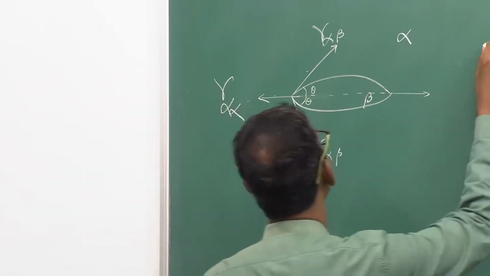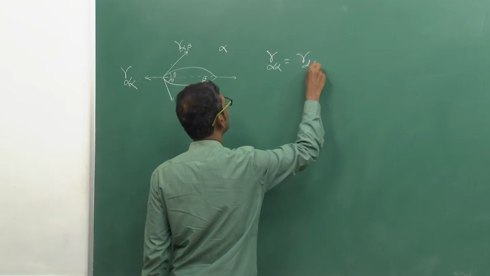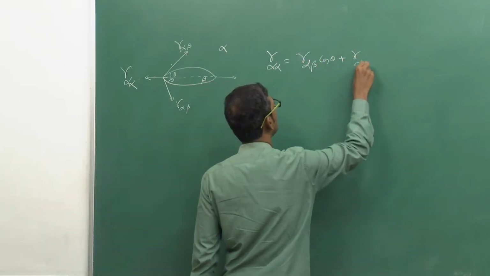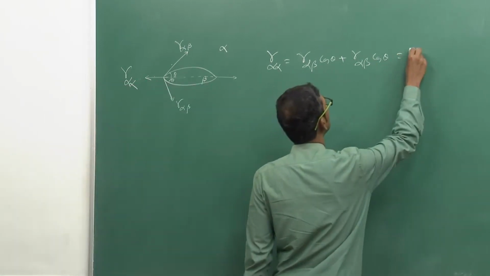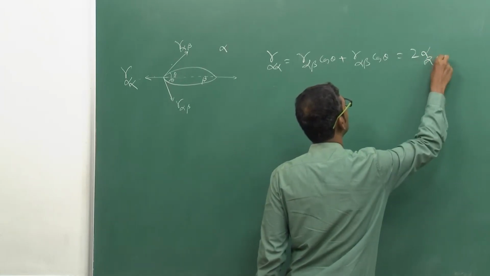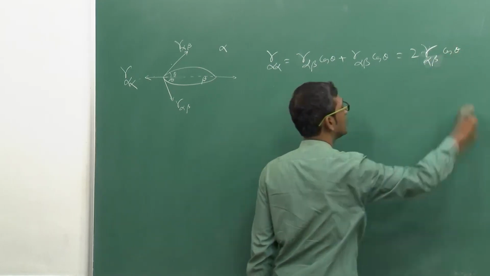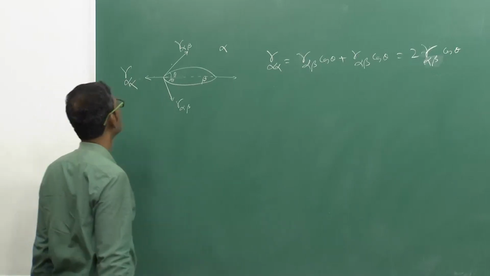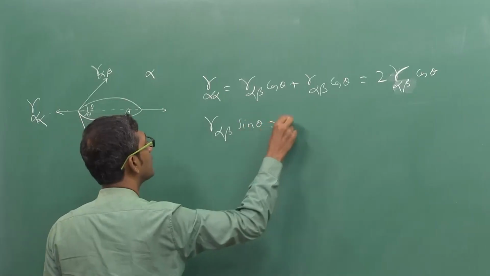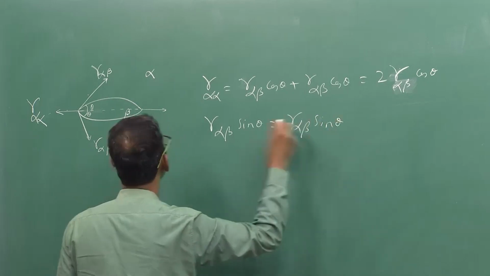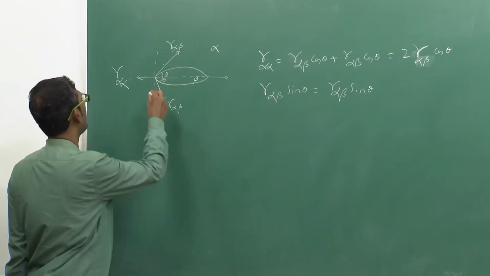Correct. So I can write gamma alpha alpha is equal to gamma alpha beta cos theta plus gamma alpha beta cos theta, if I consider only the parallel components. That means this is equal to twice gamma alpha beta cos theta. If I consider perpendicular components, it is very simple. They will all be equal: gamma alpha beta sin theta, gamma alpha beta sin theta. You can do it yourself, you can draw that. These energy balances must be happening at this point.